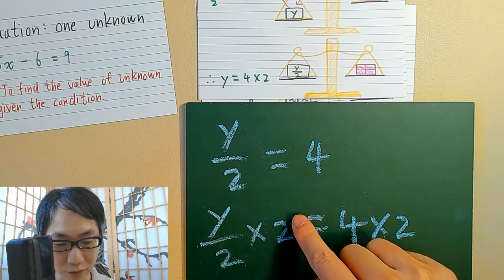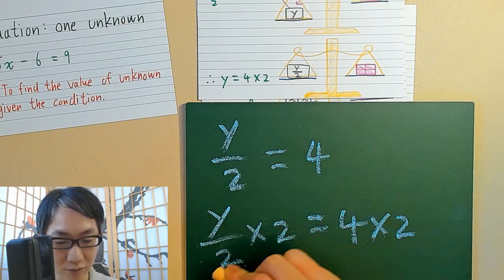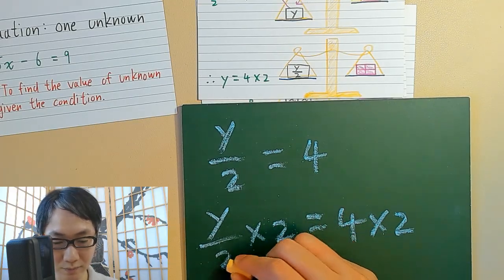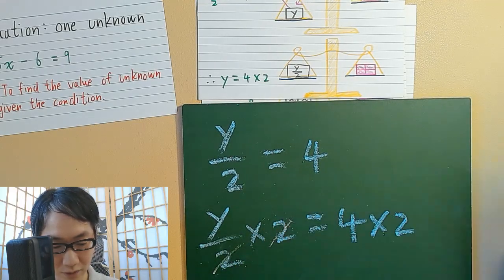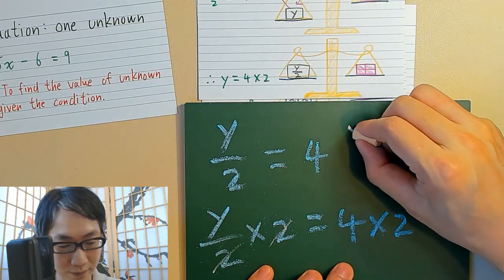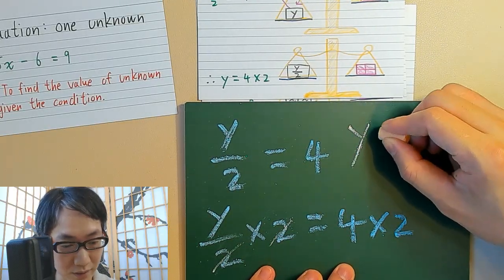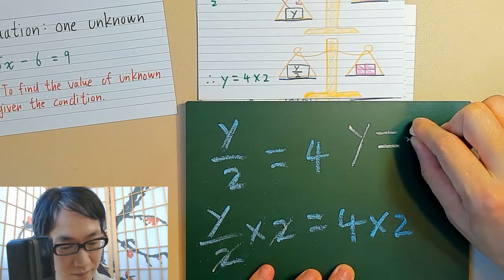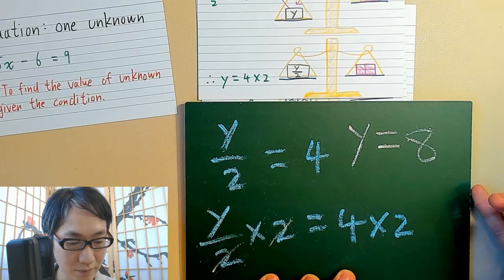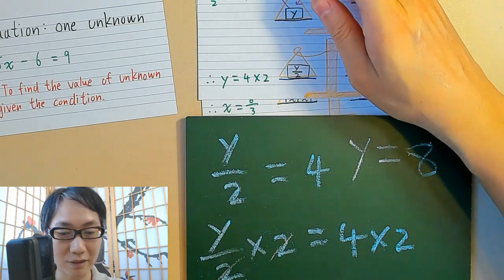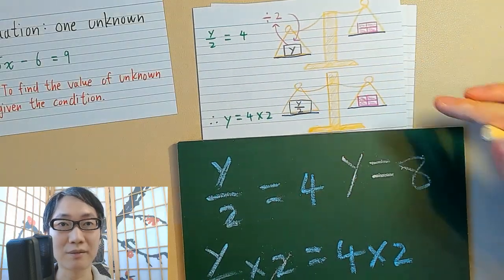And we have, so 1 over 2 times 2, we can do the simplification. We can cancel these 2 out because both of them have the factor of 2. So on the left hand side, we're left with y. So y is equal to the right hand side, 8. Then we have the same answer as we had here.